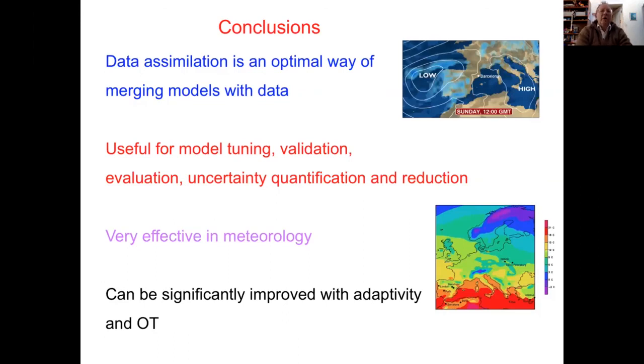So to conclude, data assimilation is an optimal way of merging models with uncertainty with limited data, also with an uncertainty. And it can be used for many things. It's primarily used for forecasting, but it can be used for tuning models, validating them, and quantifying uncertainty in them, and also for upscaling and downscaling. And it's widely used in meteorology and increasingly used in other ways. And in the particular case of trying to predict temperatures close to the Earth, it can be significantly improved by using adaptivity and optimal transport methods.